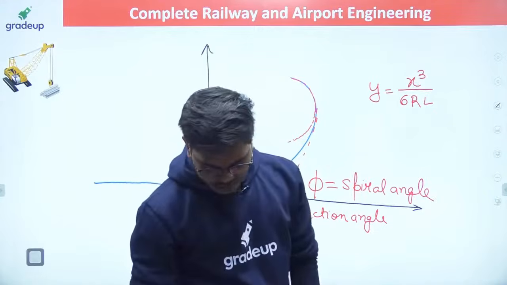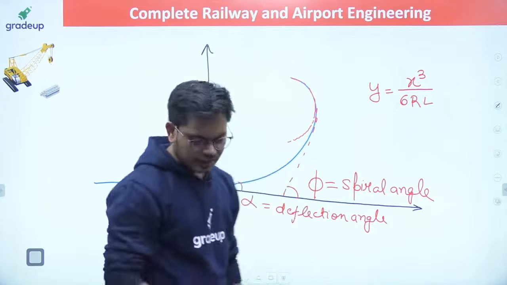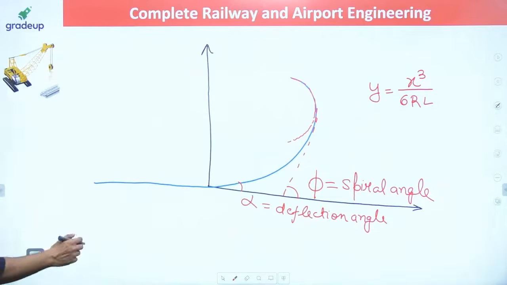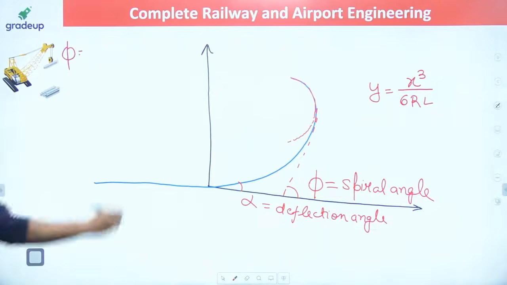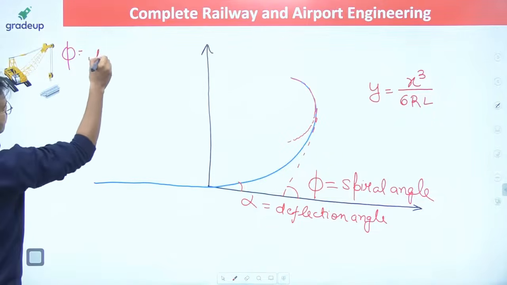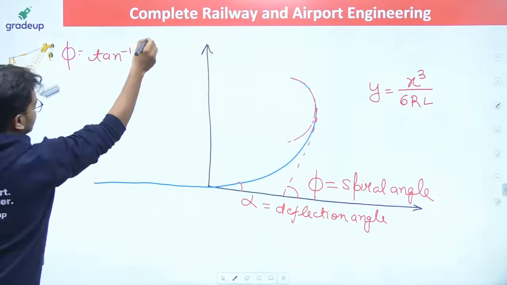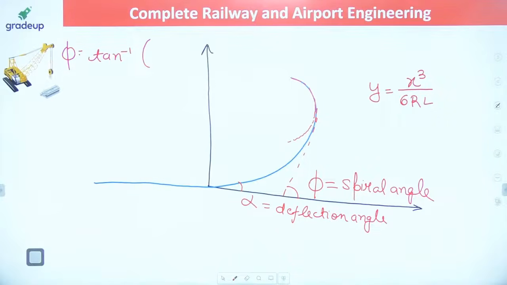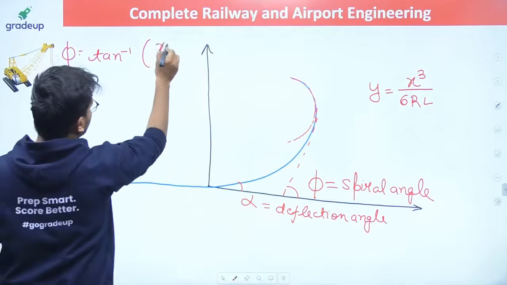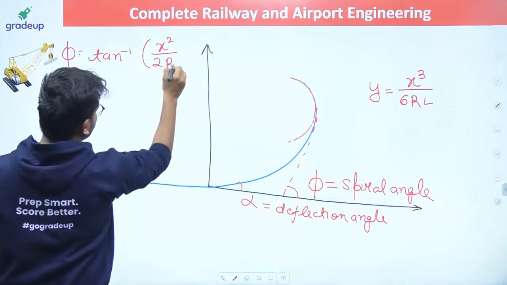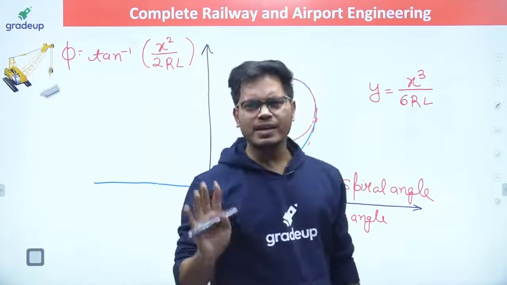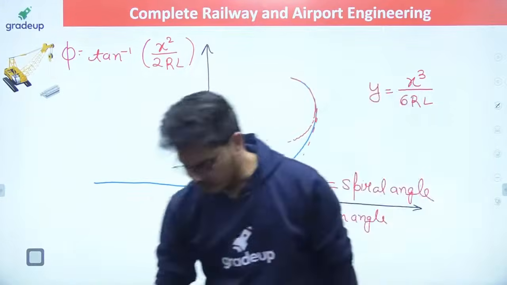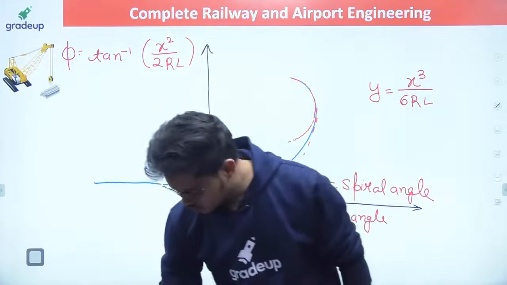There is only one thing that you need to understand about this. Guys, let me tell you here only. Should I write here? Is it visible? So here the phi value, the spiral angle value, is tan inverse, in brackets x square by 2rl. This is the value of your phi. Question will not come from here. If it will come, you should know it. That is it. This is the only thing which you need to understand.